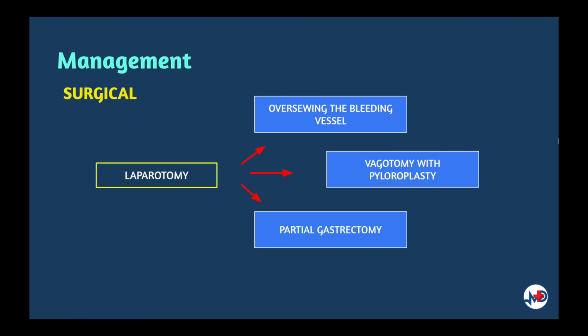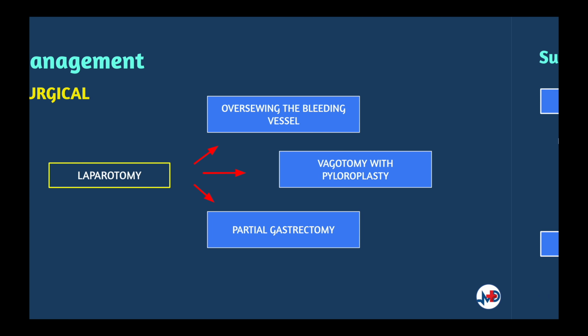If none of the other tests help us diagnose the source of bleeding, then the surgeon may perform a laparotomy. During a laparotomy, a surgeon will make a single cut in the abdomen and explore the abdomen. During the surgery, the surgeon can treat the problems that cause the bleeding. For this procedure, the patient will be given general anesthesia. Emergency surgery in upper GI bleed typically entails oversewing the bleeding vessel in the stomach or duodenum, vagotomy with pyloroplasty, or partial gastrectomy.